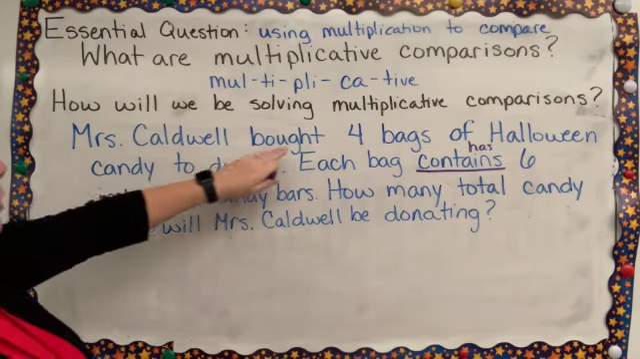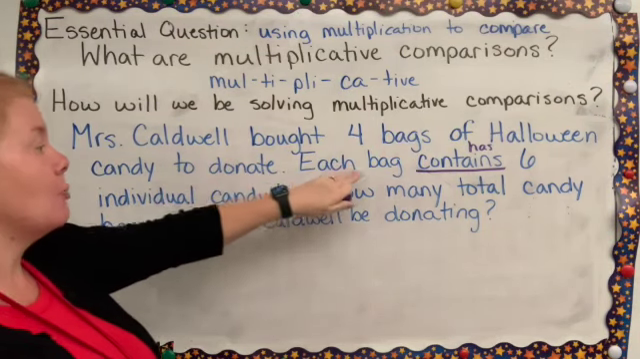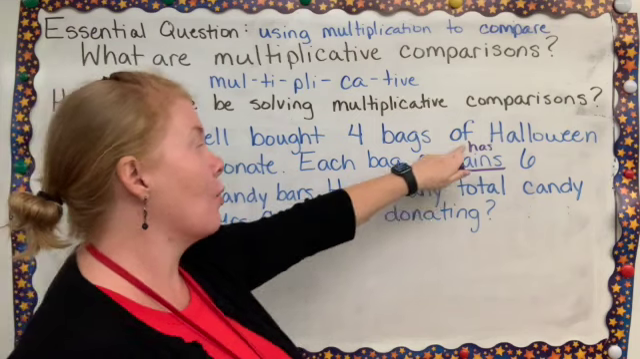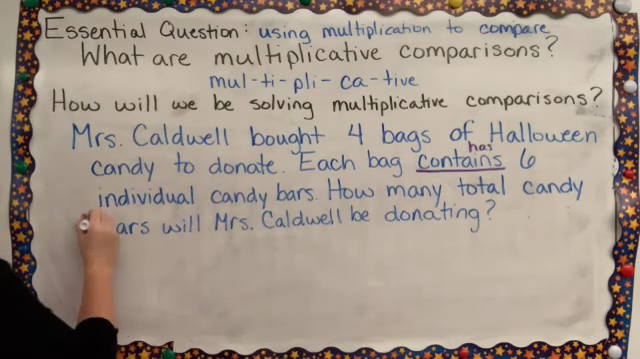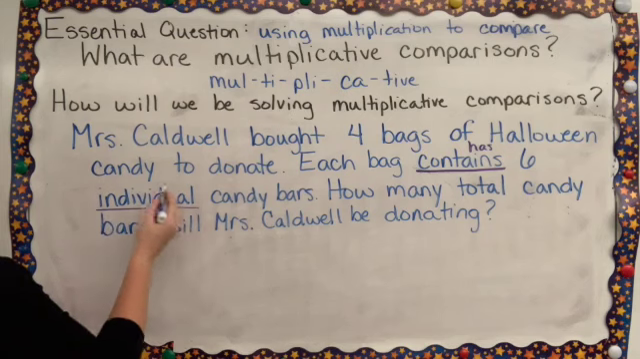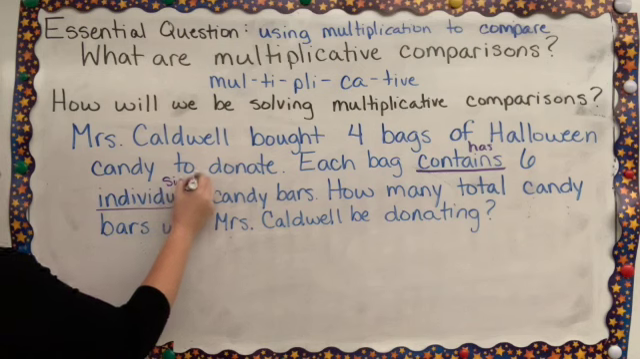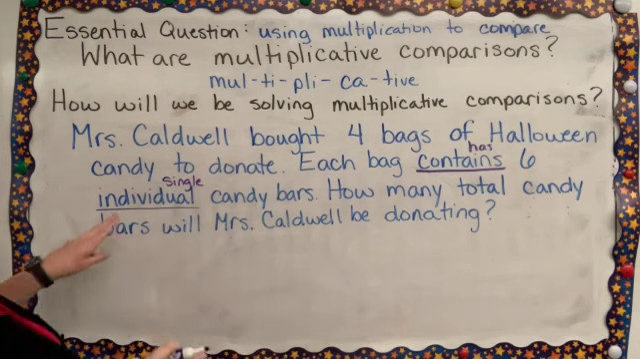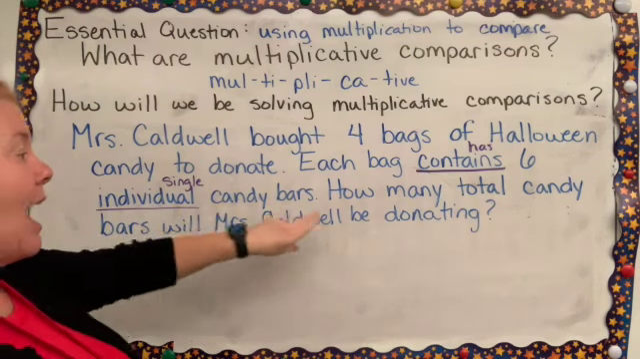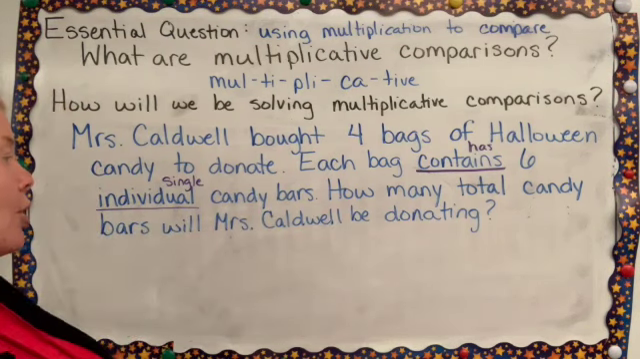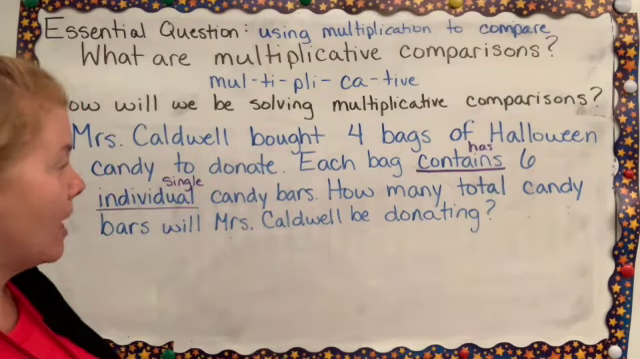Miss Caldwell bought 4 bags of Halloween candy to donate. Each bag contains, or has, 6 individual. So individual just means single. They've wrapped them singularly. They are singles. Has 6 individual candy bars. How many total candy bars will Miss Caldwell be donating? So that is the question.